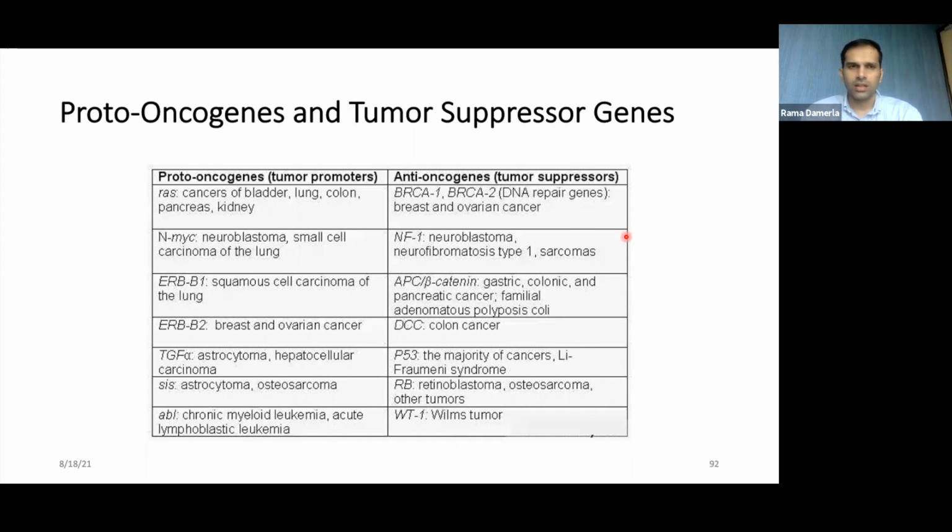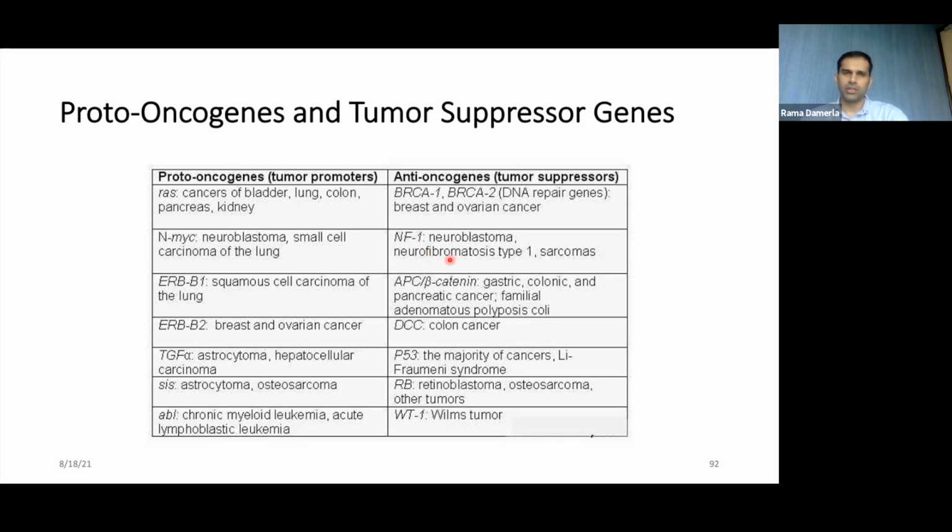So these are proto-oncogenes and tumor suppressor genes that are listed here. There's RAS, NMYC, ERBB1, ERBB2, TGF-alpha, SIS, and ABL. These are all proto-oncogenes, so these require activating mutations. On the other hand, there are anti-oncogenes or tumor suppressor genes like BRCA1 and BRCA2 that are involved in breast and ovarian cancer.